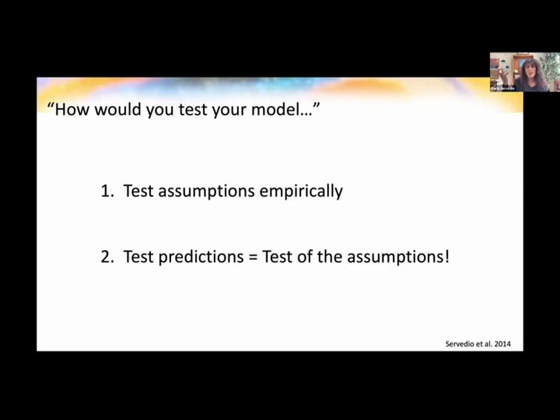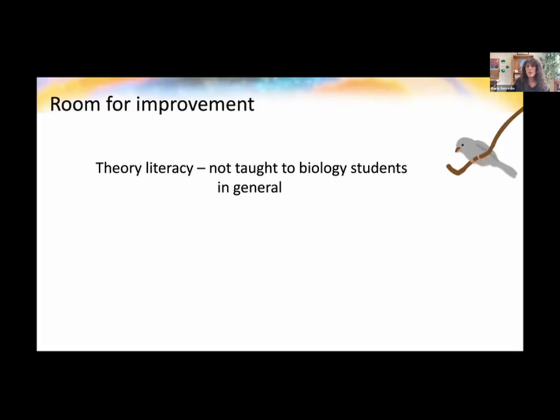So, or assumptions that you made that aren't quite right. So I really think that testing predictions is, again, just really a test of the assumptions. So I think there's room for improvement in the role of theory in current biology. And this is both on the part of theoreticians and on the part of the broader community.